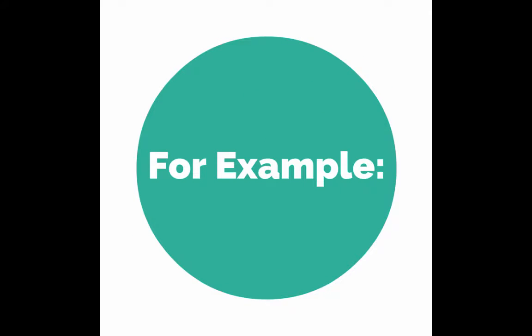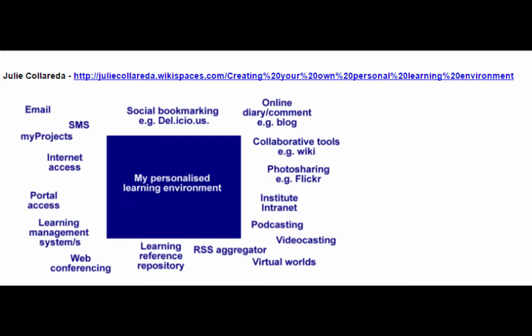Let's take a look at a few examples of visualizations of learners' personal learning environments. This first example comes from Julie Colorado. In the map of her PLE, she includes mechanisms through which she consumes content that she's learned from, including social bookmarking tools and RSS aggregators. She also included tools that she uses to create and share content, such as blog and wiki platforms.